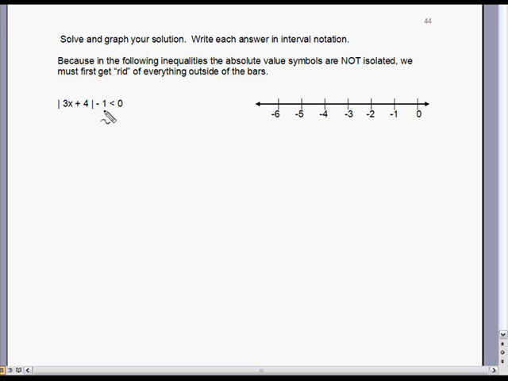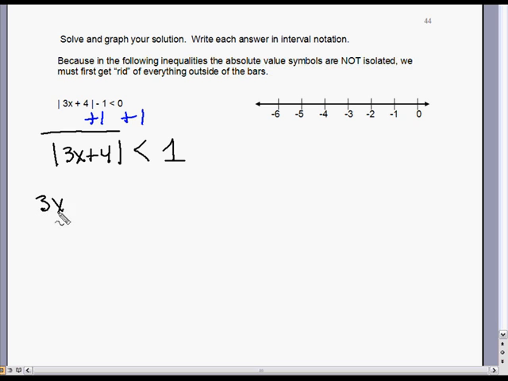The only thing outside of the bars right now is a -1, so we can add 1 to both sides of the inequality. We now have the absolute value of 3x plus 4 is less than 1. We have 2 bars. We're going to write 2 equations.